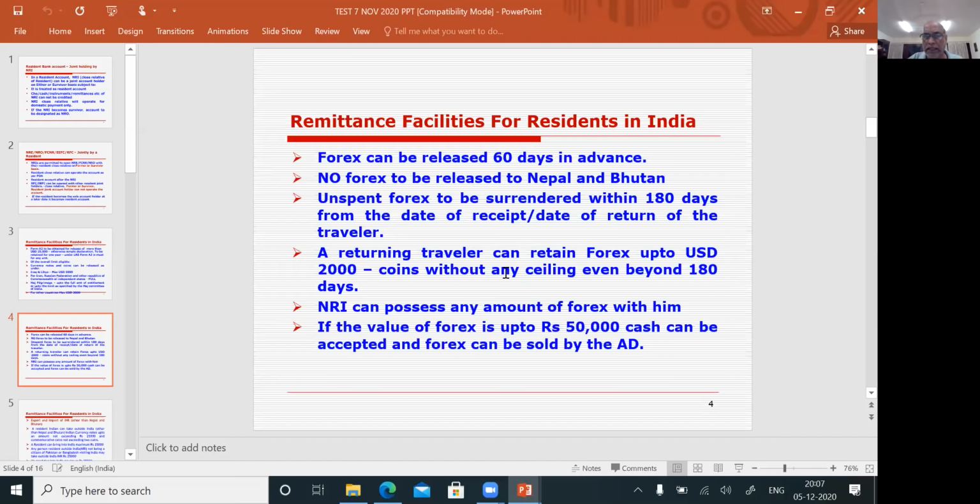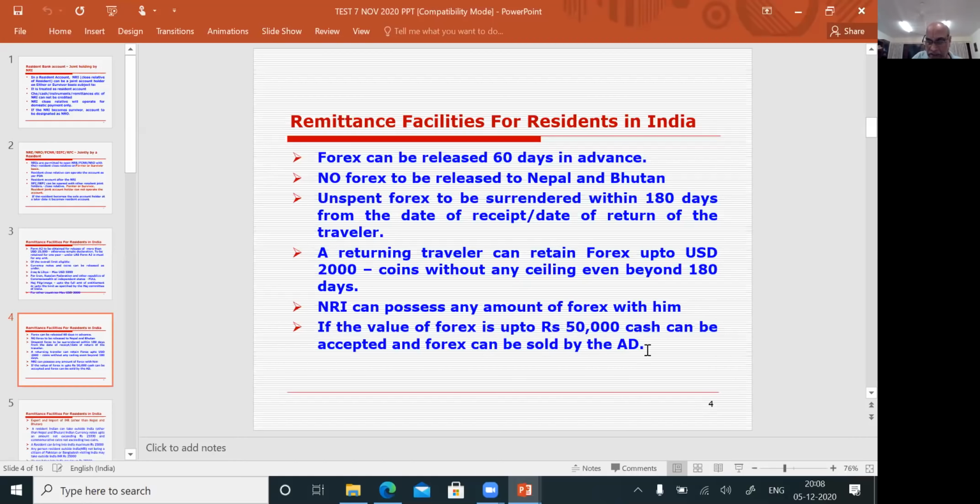One or two questions: an NRI can possess any amount of forex with him. I told you, NRI can bring any amount, but the currency declaration form he should show to you, and he can possess any amount of forex. He need not surrender to the authorized dealer. But if he has come to India for permanent settlement, he has to surrender within 180 days to the authorized dealer. If the value of the forex is up to 5,000, cash to be accepted and forex can be released, which you already saw. Up to what amount will you accept cash and release forex? Up to 50,000 rupees. We saw in one question, no?